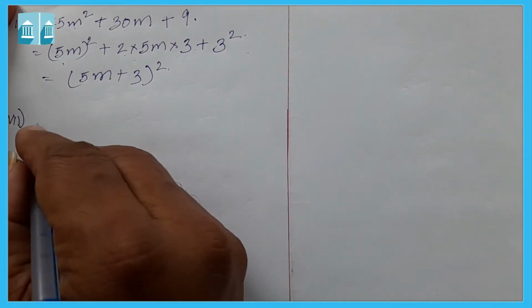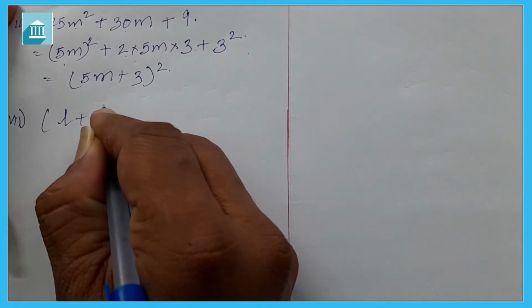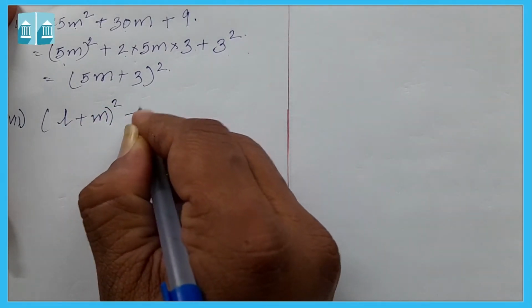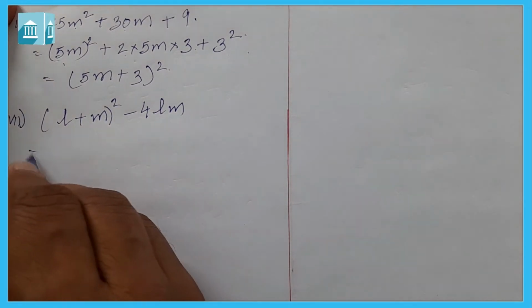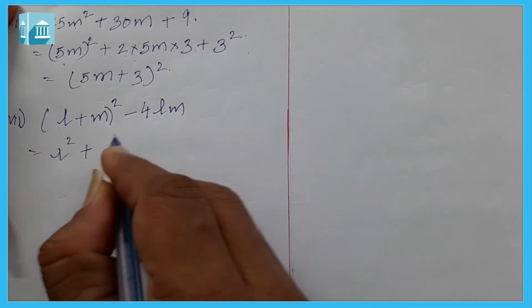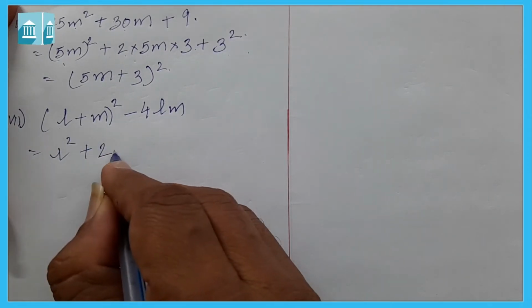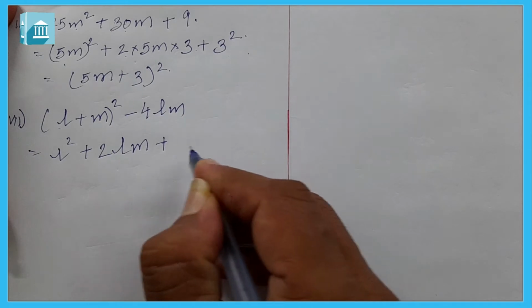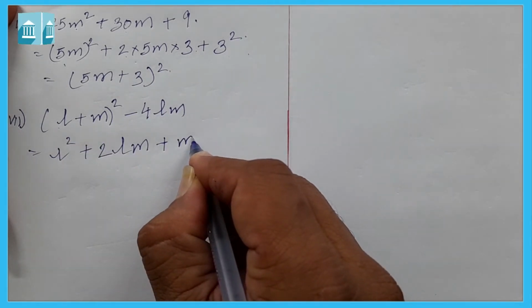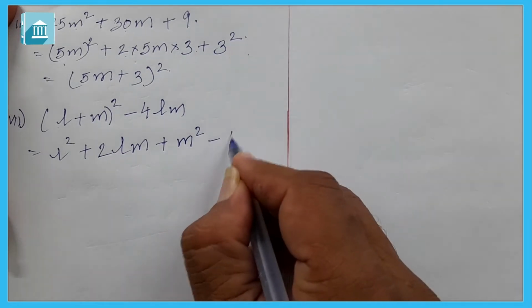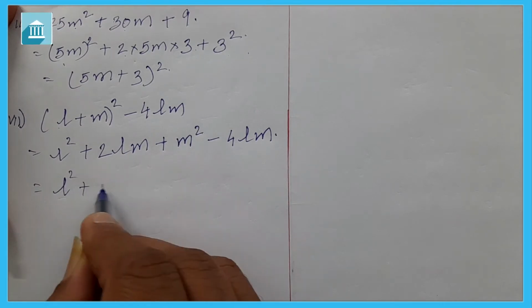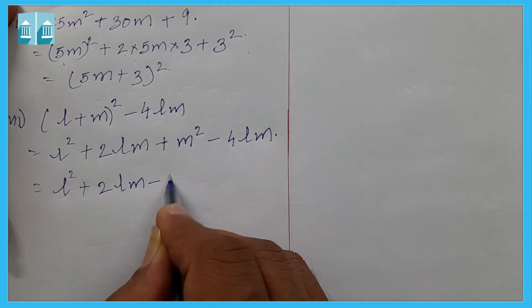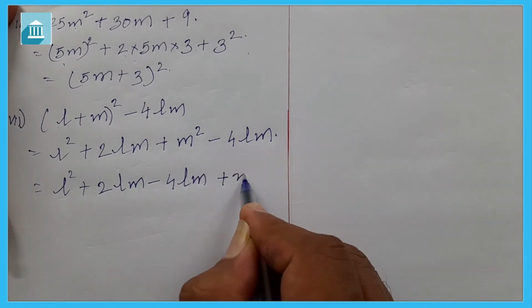Question number 7 is l plus m whole square minus 4lm. Now l plus m whole square can be written as l square plus 2ab, that is 2lm, plus m square, minus 4lm. Now this can be written as l square plus 2lm minus 4lm plus m square.